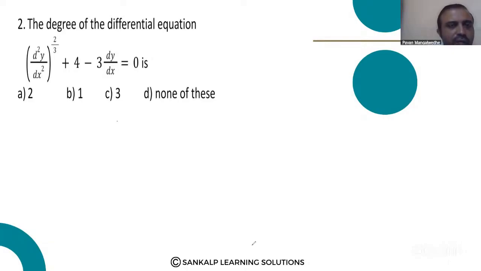That is, the degree of the differential equation d square y by dx square the whole raised to 2 by 3 minus 4 minus 3 into dy by dx is 0. What is the degree of the differential equation?